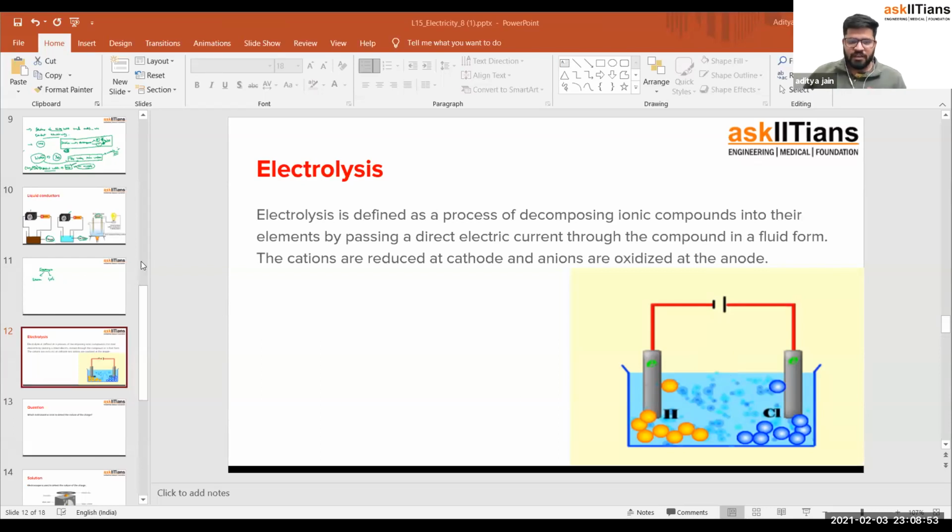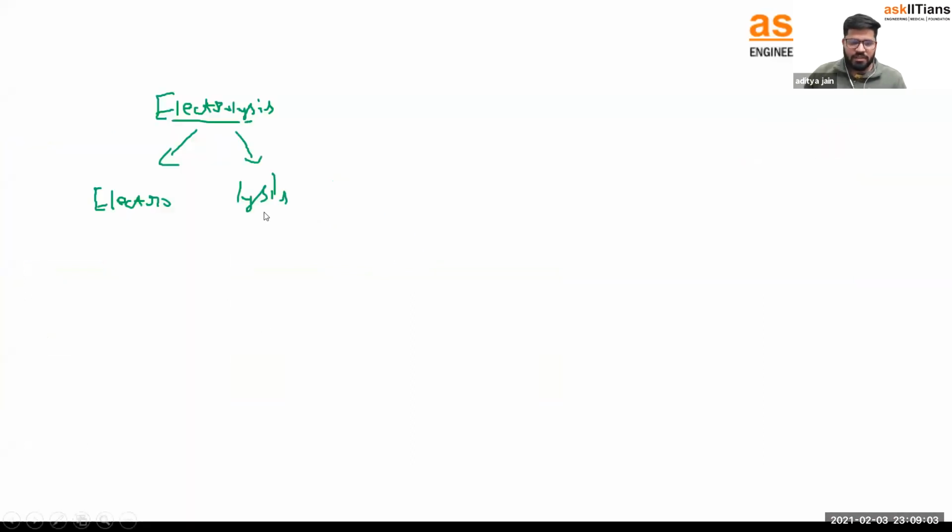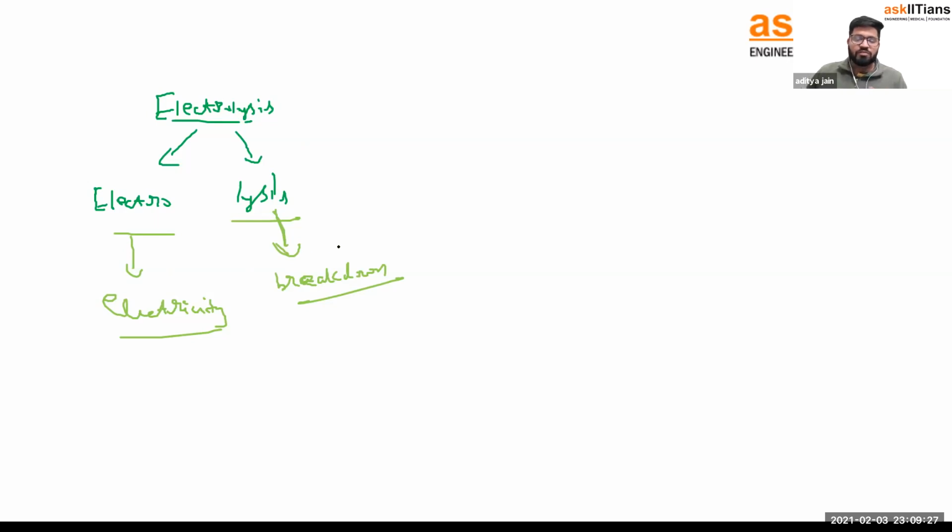So we were discussing the topic electrolysis. Electrolysis is made up of two words, electro and lysis. Electro means electricity and lysis means breakdown. So electrolysis is a process involving the breakdown of liquid solutions. Due to that breakdown, conduction of electricity will take place.